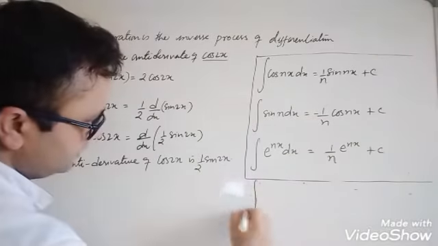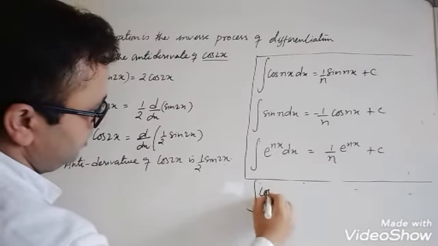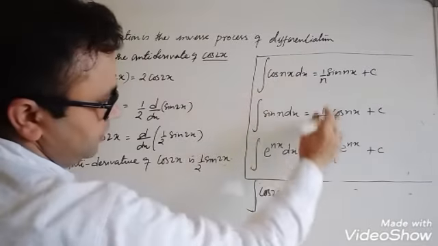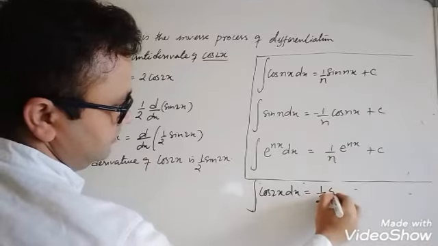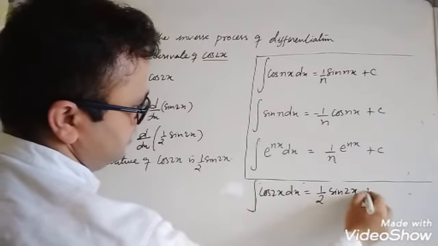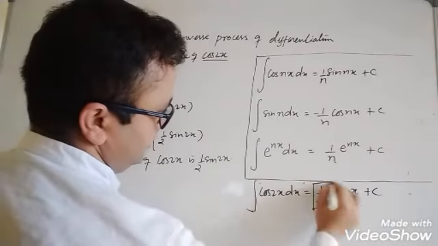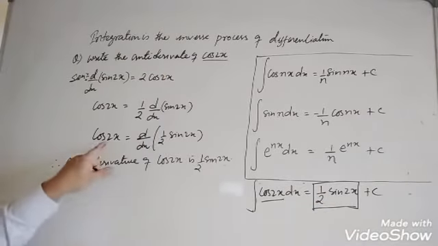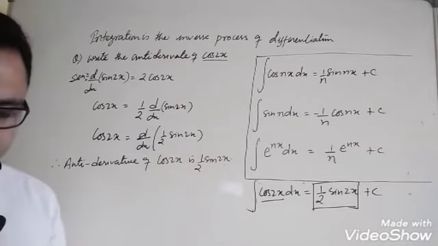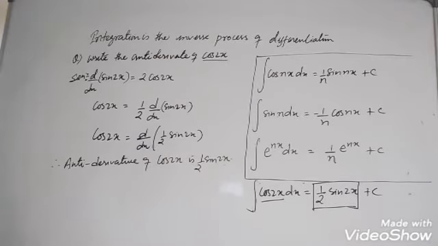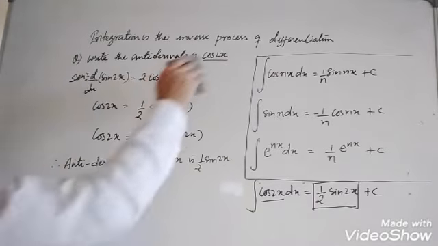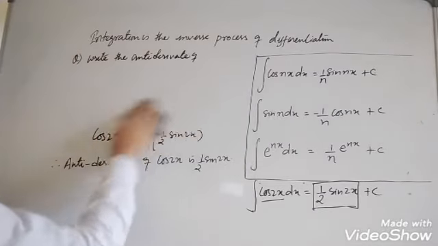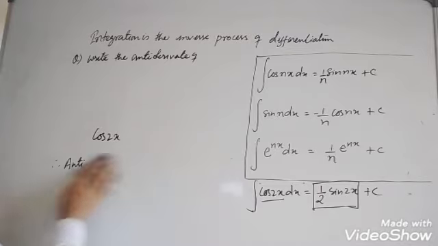Look here, integration of cos 2x dx equals, integration of cos nx is 1 by n, so here 1 by 2 sin 2x plus c. So this is the antiderivative of cos 2x. Let's take another example. This method is known as the inspection method.